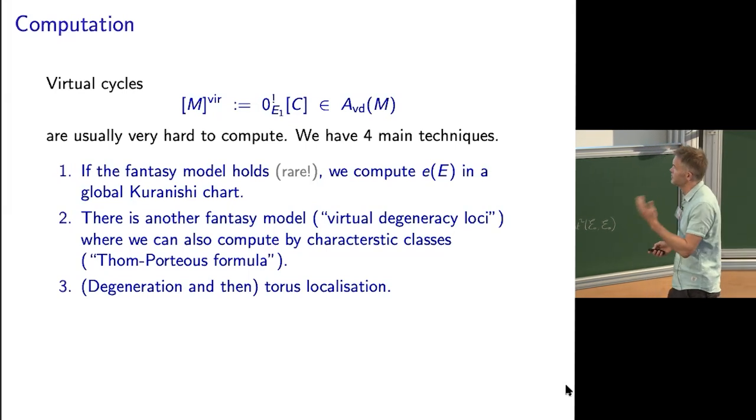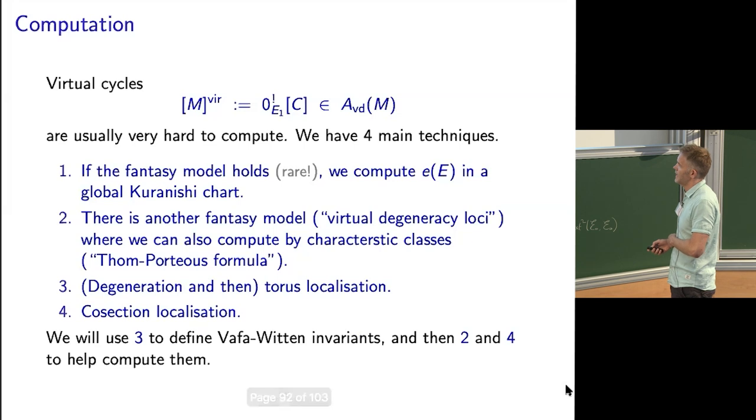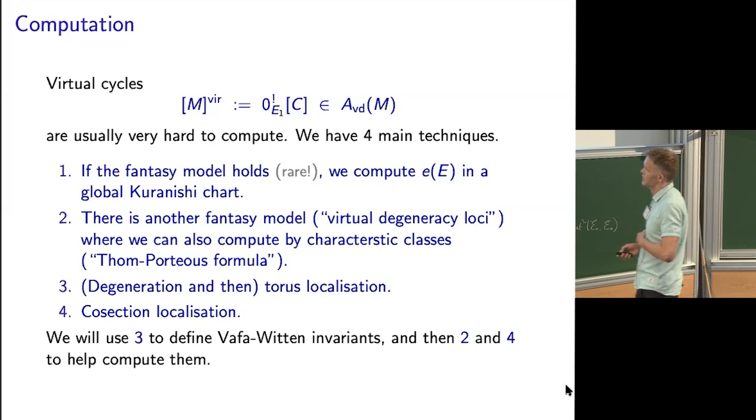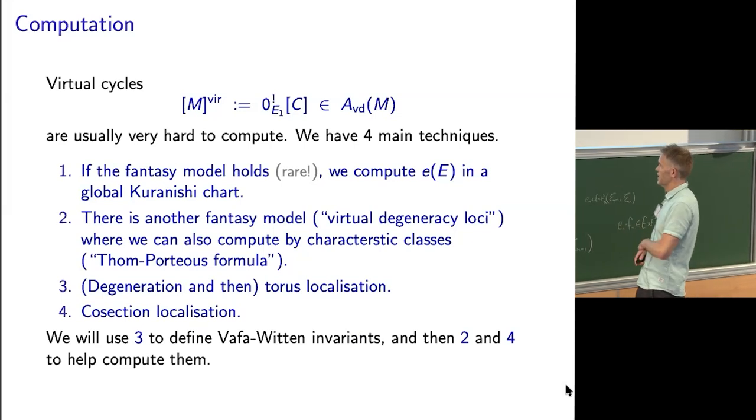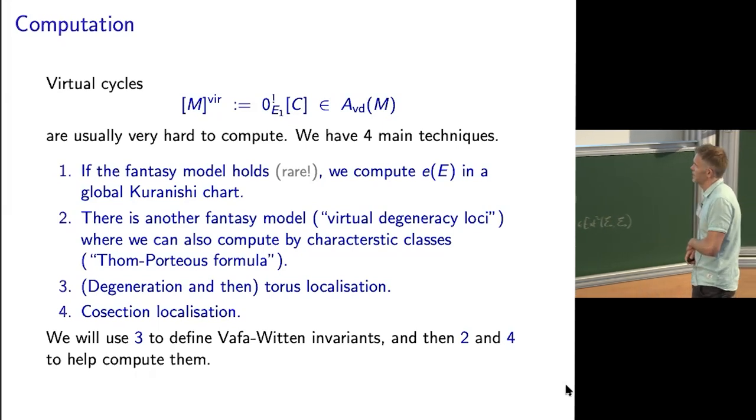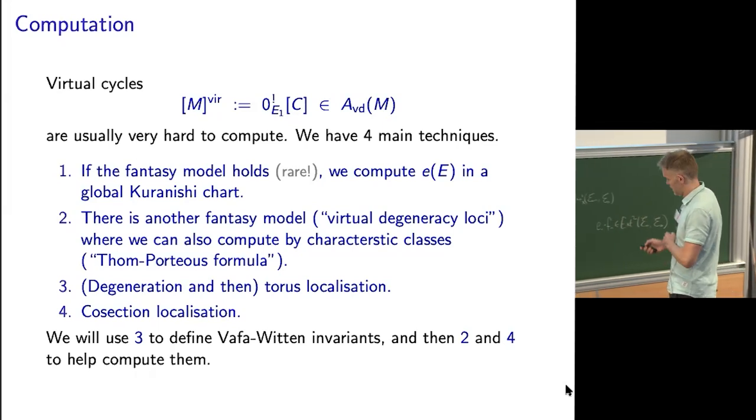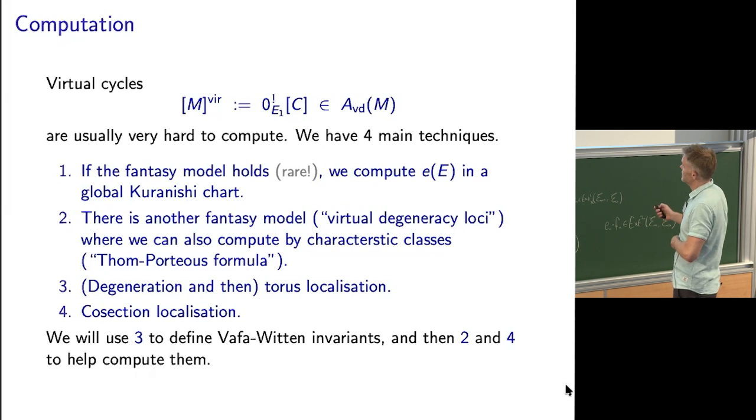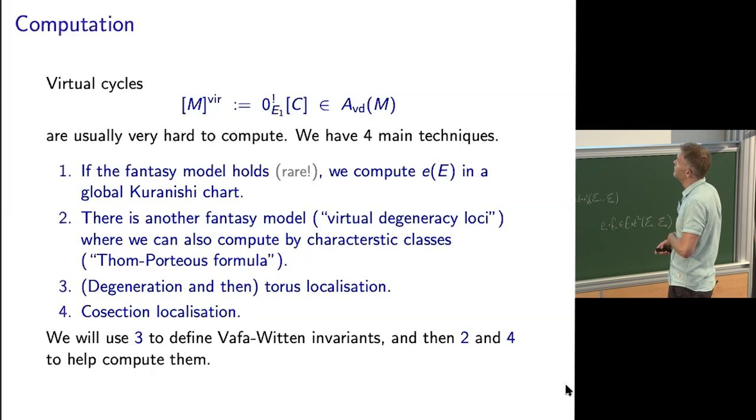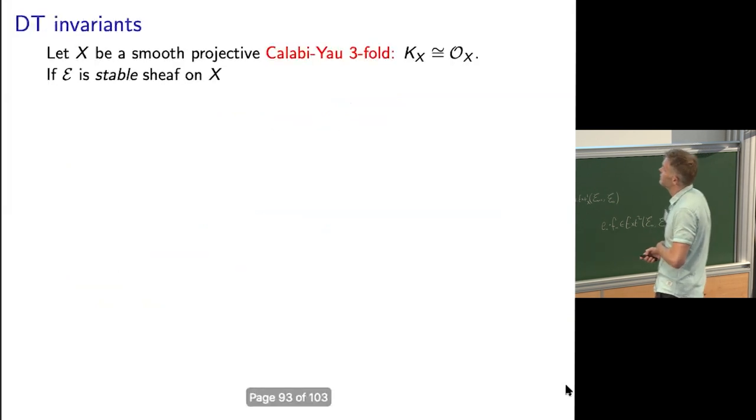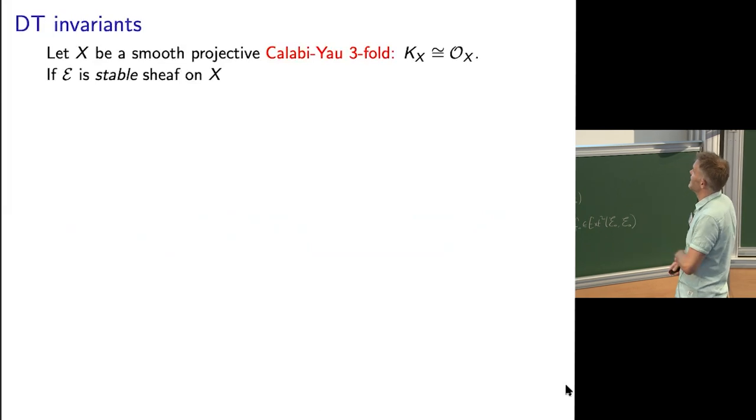So when you have a symmetry group, you can exploit that to do computations. And then there's another type of localization called cosection localization, which again I'll briefly discuss in two lectures' time. And in fact, we're going to use three to define Vafa-Witten invariants. We haven't got there yet. And then we're going to use 2 and 4 to help compute them. Okay. So I just end here by very quickly.